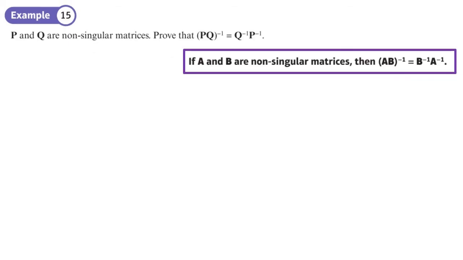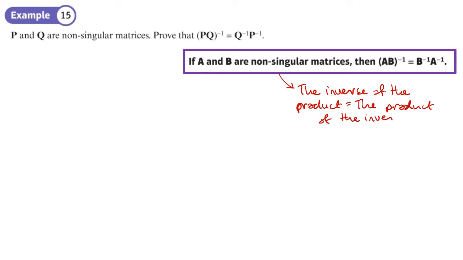P and Q are non-singular matrices. Prove that the inverse of PQ equals Q inverse P inverse. In other words, the inverse of the product, what have we got here? And this is what we're trying to prove. So basically the inverse of the product equals the product of the inverses. One of those statements that basically means the same thing the other way around.